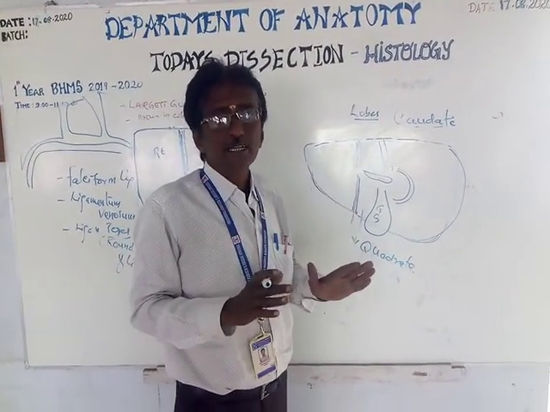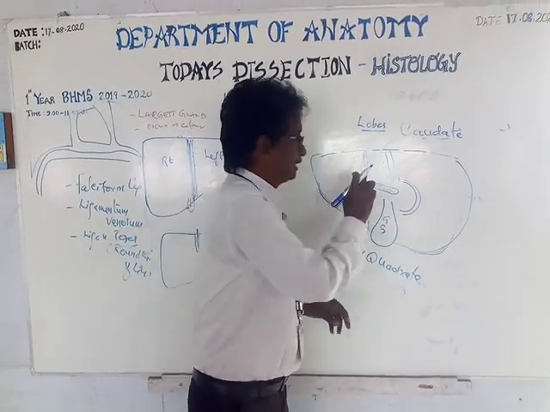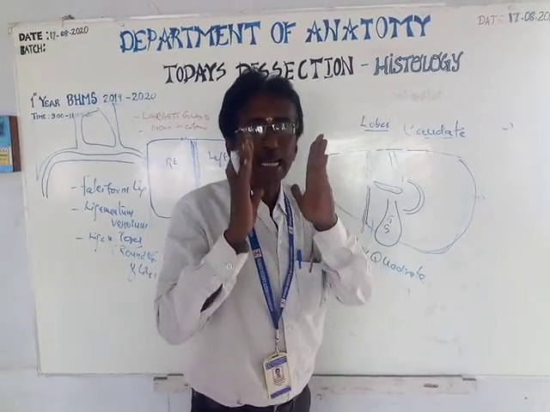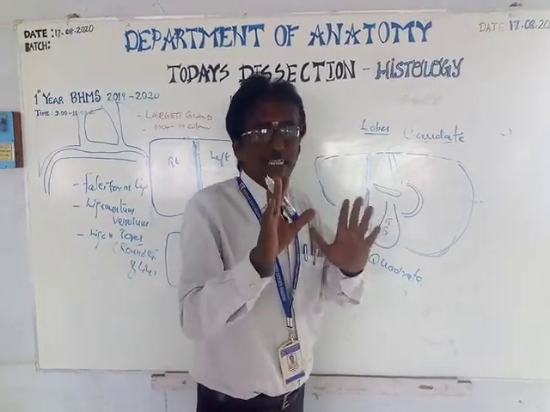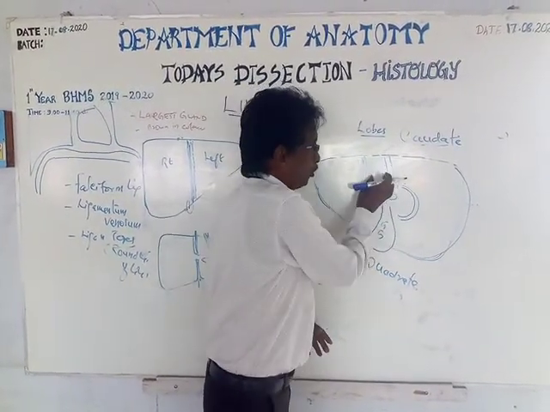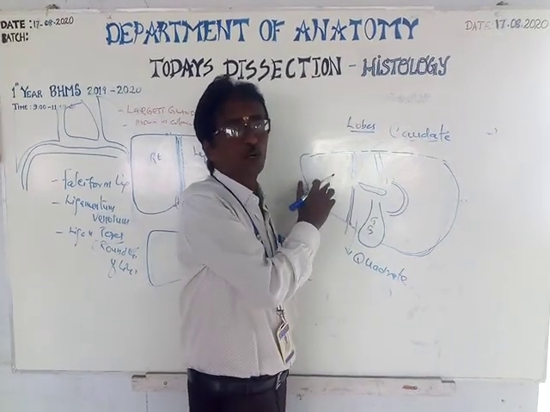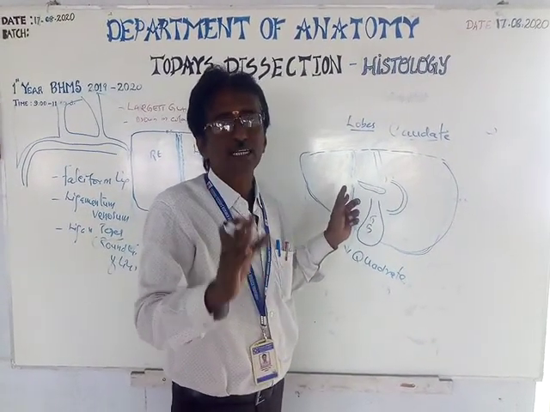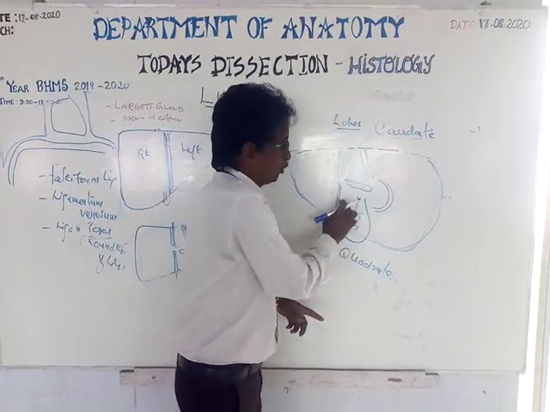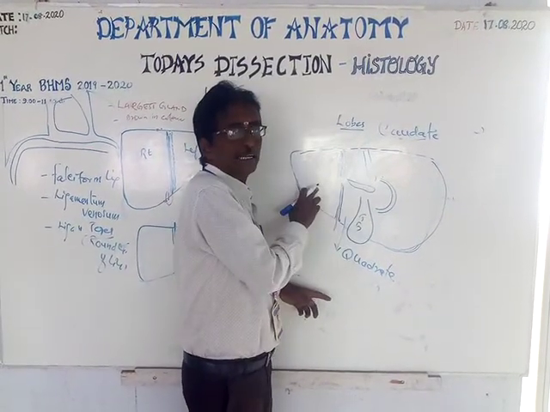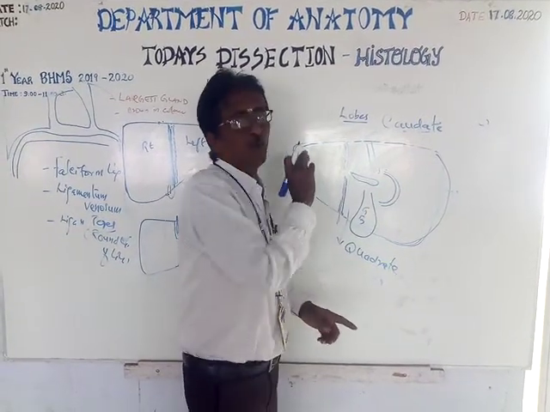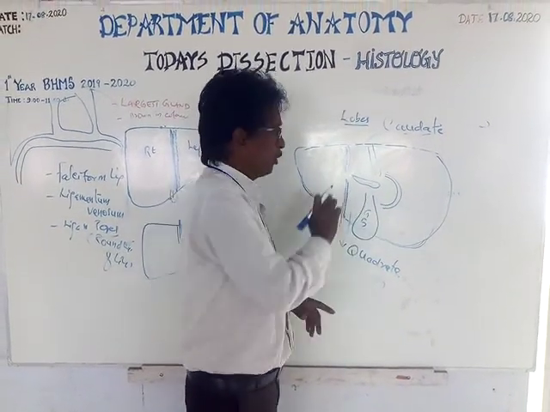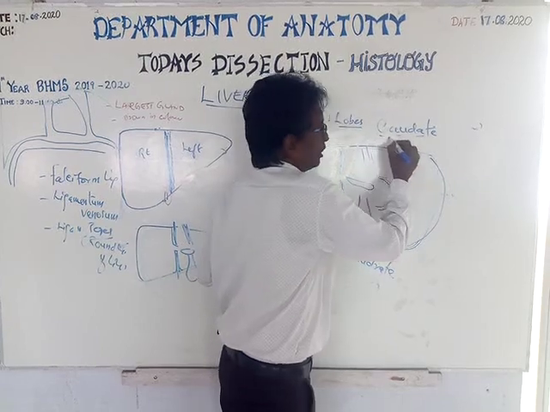This is very simple. These two lobes are anatomically present in the right lobe. But functionally, these two lobes belong to the left lobe. That's important. So it is called the functional lobe. Anatomically right lobe, but functionally left lobe. This is very important.